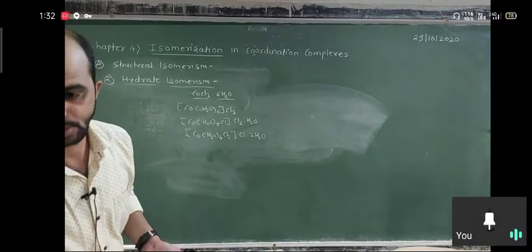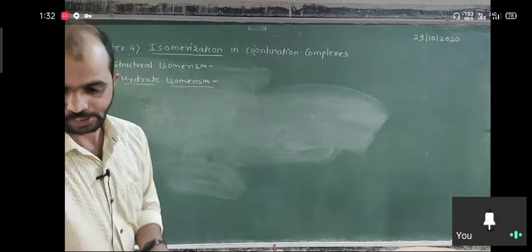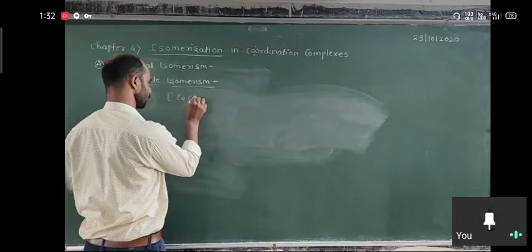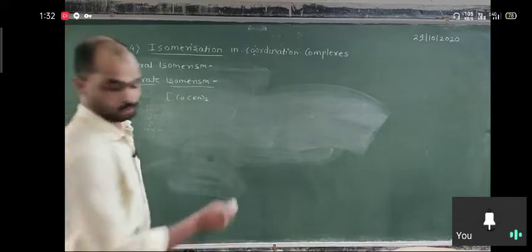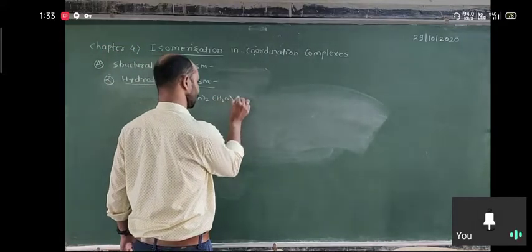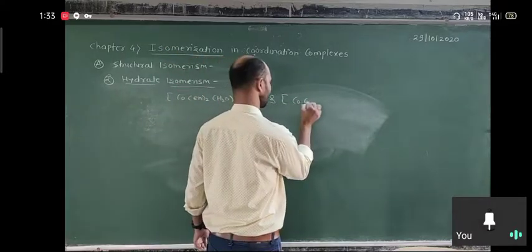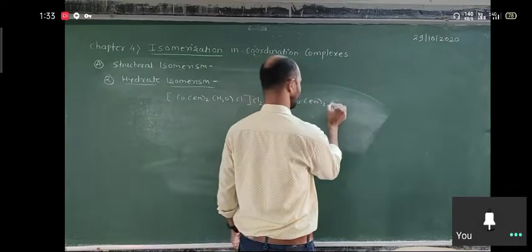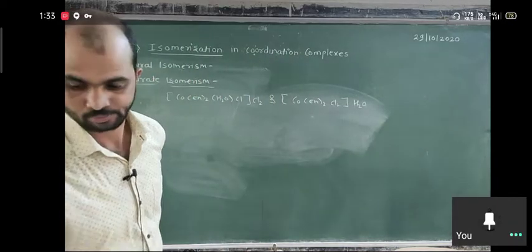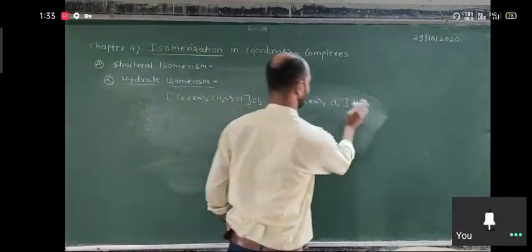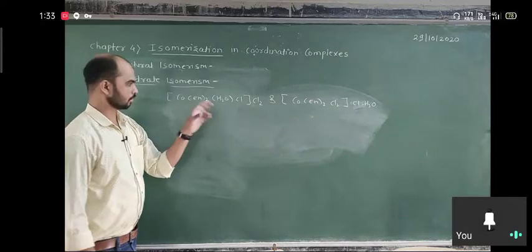Some examples we're going to consider here. Another example is given here: Co(en)2(H2O)Cl2 and Co(en)2Cl2 H2O. Look at here.